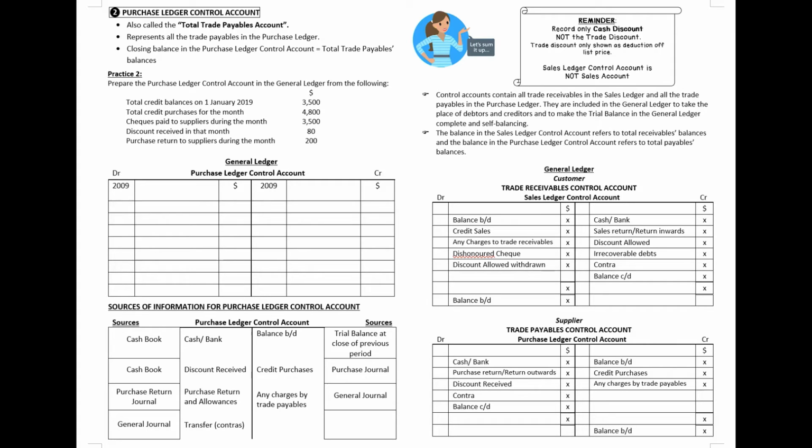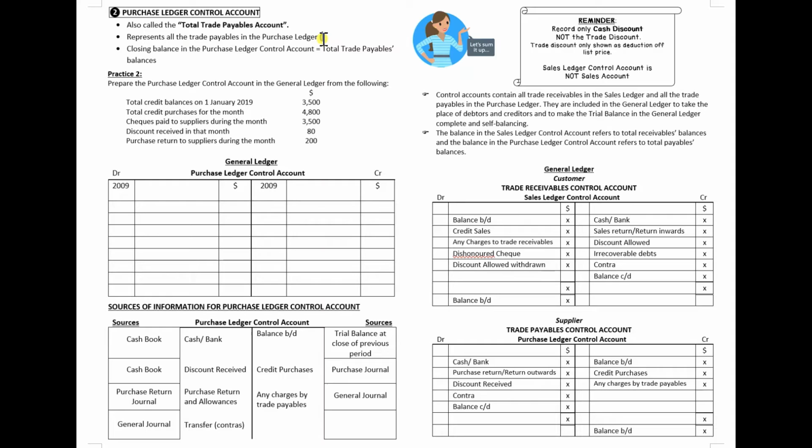Okay, just now we talked about the sales ledger control account, and now we move on to the purchase ledger control account. Under the purchase ledger, it will consist of the trade payables. A purchase ledger control account is called the total trade payables account, or sometimes we can call it the trade payables control account. Basically, it will record the total of the trade payables. It represents all the trade payables in the purchase ledger.